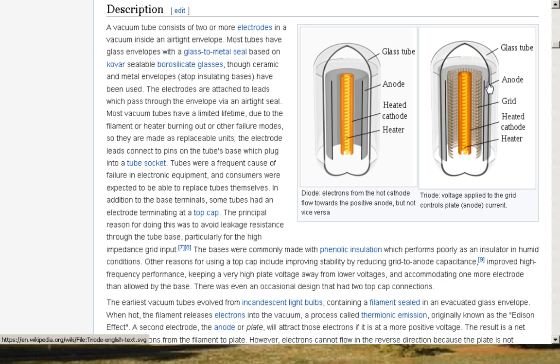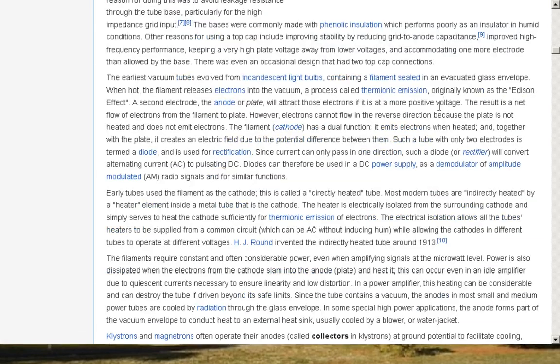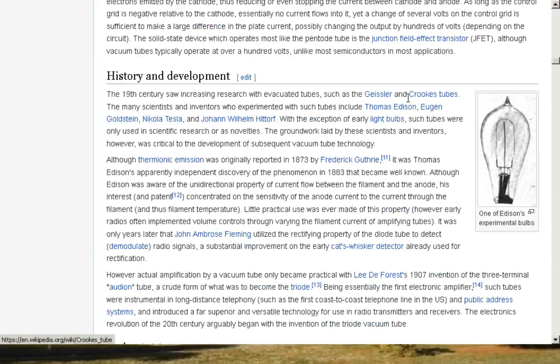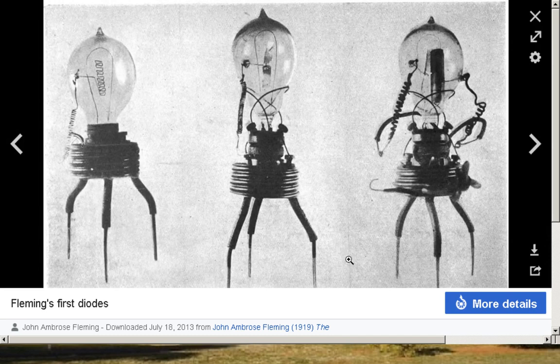That's where these electrons are floating around in free space here. We could drive a laser beam through there and interact with them, photons or electrons or whatever's up in there. Fleming's first diodes. That looks like a spaceman.